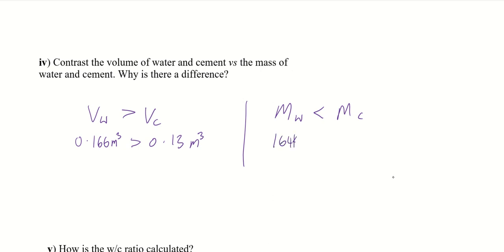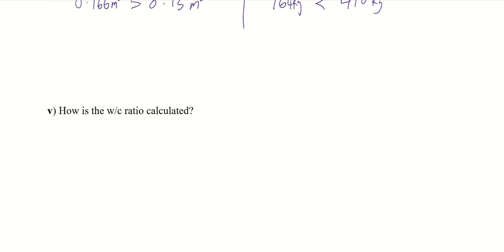164 kg, which is less than 410 kg. The difference is due to the differences in density. So rho C was larger than rho W. Remember that. So rho C was 3150 in this question, kilograms per meter cubed, while rho W, the density of water, was given as 990. And remember, to calculate the water to cement ratio, it's always mass of water divided by mass of cement. So we don't use volumes, we use mass instead.